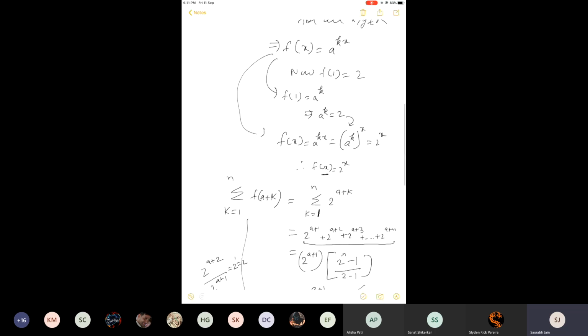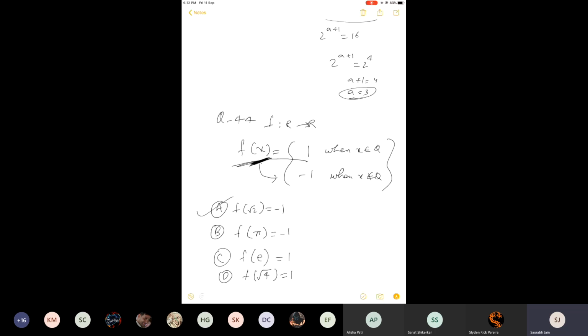In the question, they want you to find the wrong statement. Now let us check one by one. A, f of root 2 is -1. This is correct. Why? Because root 2 is irrational, so its value will be -1. Pi is irrational. So if we put pi here, we will again get -1. This is also correct.